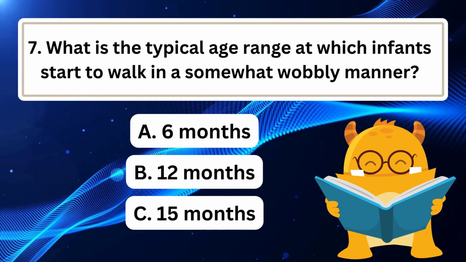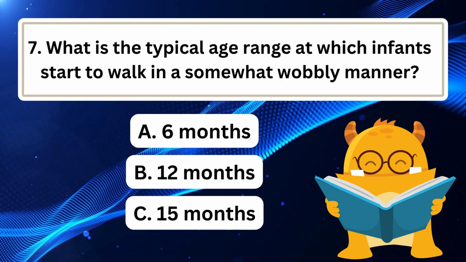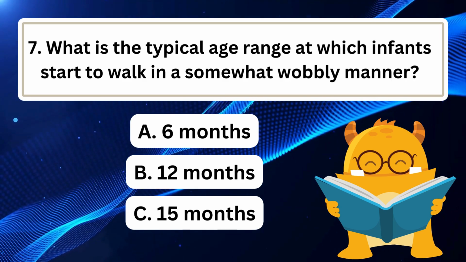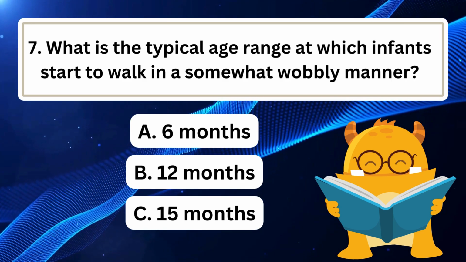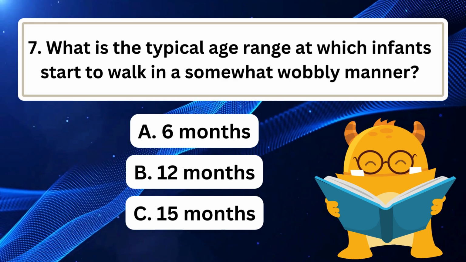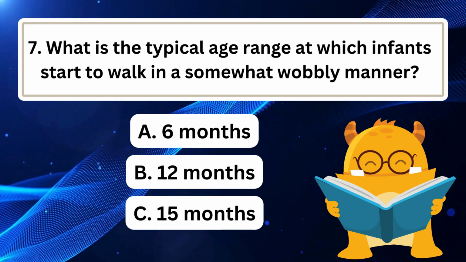7. What is the typical age range at which infants start to walk in a somewhat wobbly manner? A. 6 months. B. 12 months. C. 15 months.